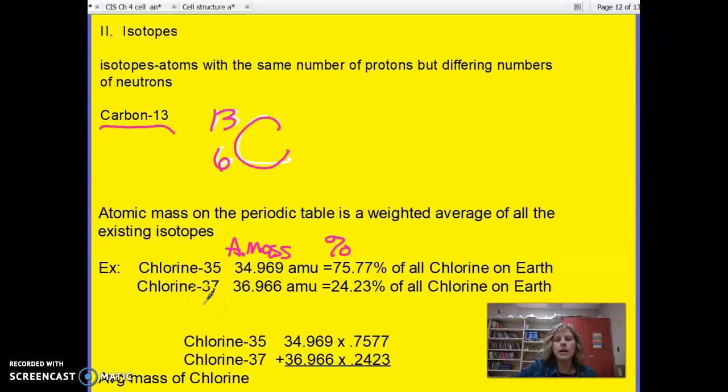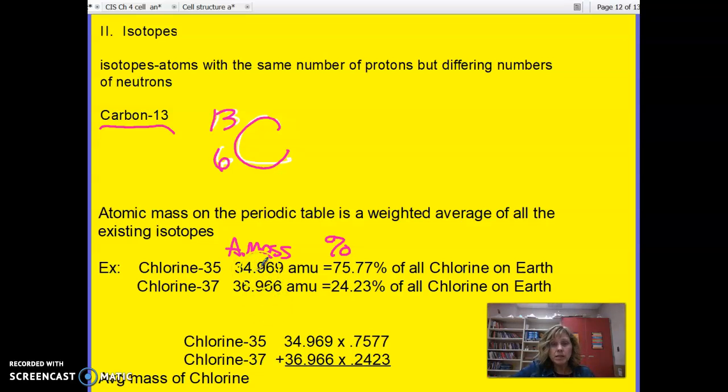So let's look at if I have 2 isotopes of chlorine. There's a chlorine 35 and a chlorine 37. The exact average atomic mass of chlorine 35 is slightly less than 35. It's 34.969 atomic mass units. So super close to 35. Chlorine 37, that isotope has a mass of 36.966 atomic mass units, so just under 37.